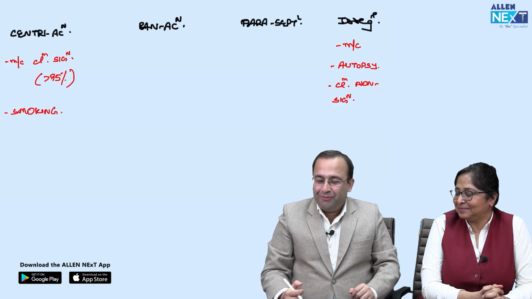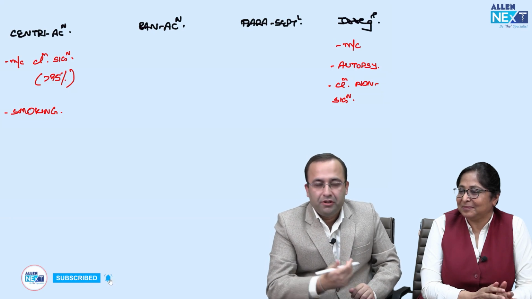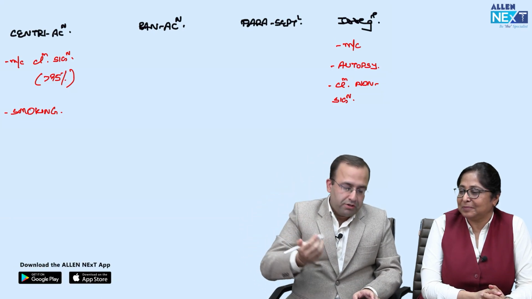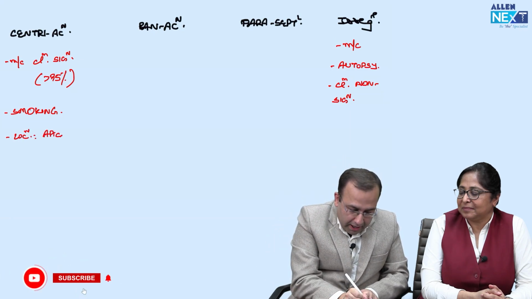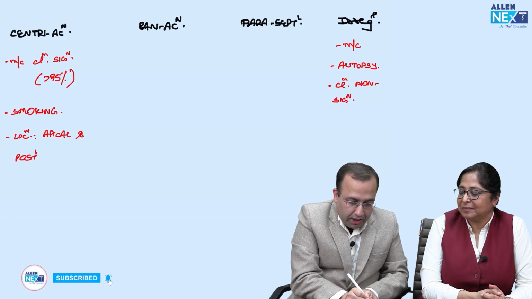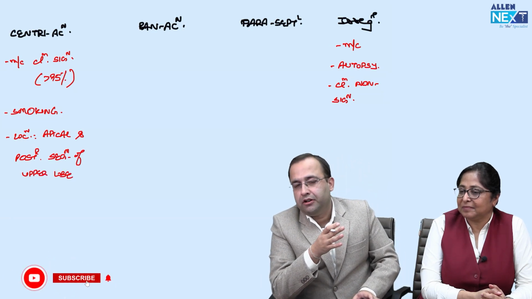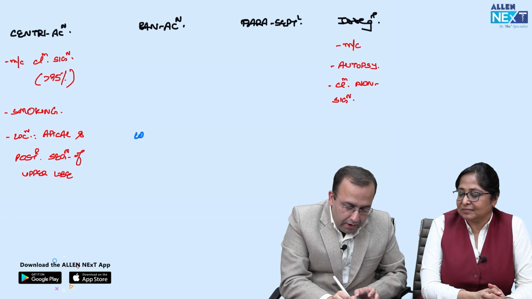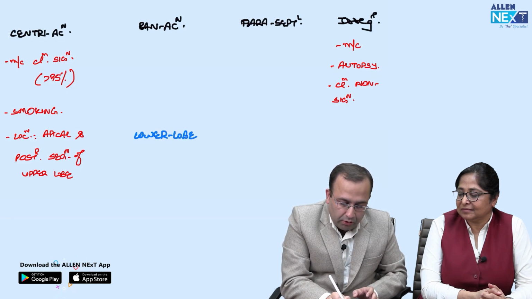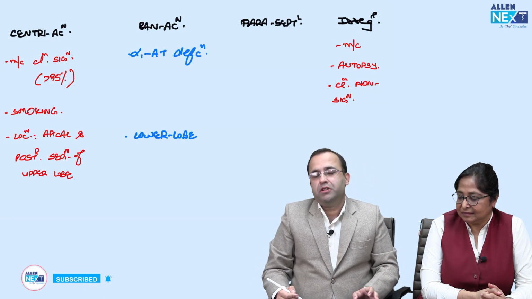We know from physiology that when we inhale air, more air goes to the apex of the lung. So more smoke also goes to the apex, the uppermost part of the lung. Location being apical and posterior segments of the upper lobe of the lung. This is centriacinar. Versus panacinar, where the whole acinus is involved. It settles down in the lower lobe of the lung, and this is the one which is associated with alpha-1 antitrypsin deficiency.